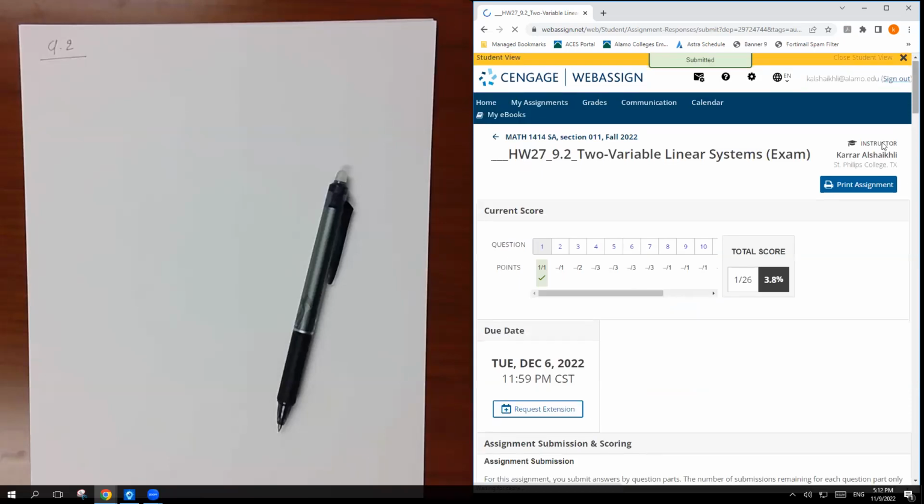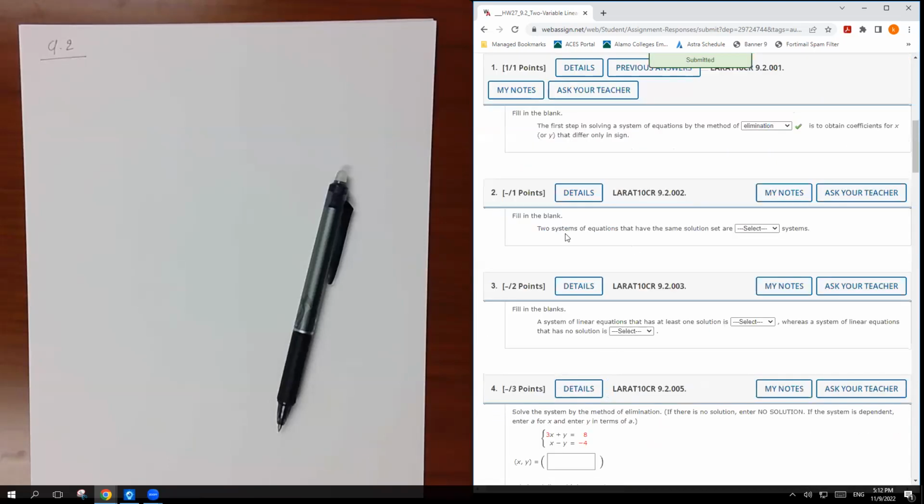The second one is two systems of equations that have the same solution. We have two systems, and these two systems have the same solutions. So we're going to say this is an equivalent system.